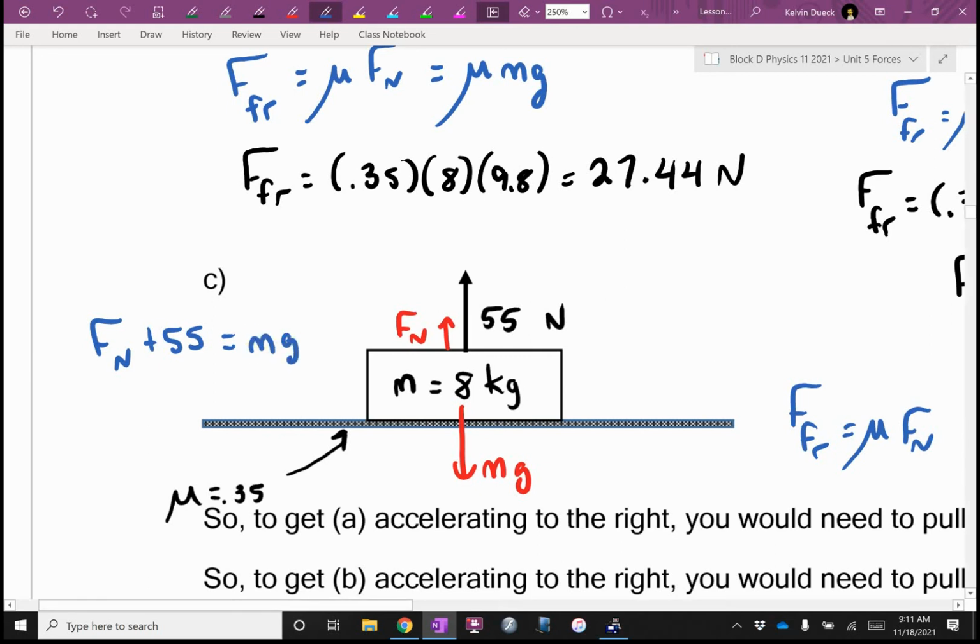I want to get the normal force by itself, because that's what I need way over here. How would I get the normal force by itself? Subtract 55? Yeah? Is that okay? Let's be lazy. Is that okay?